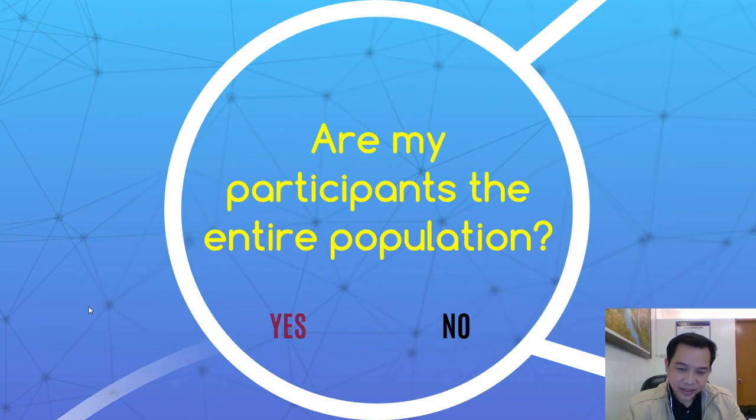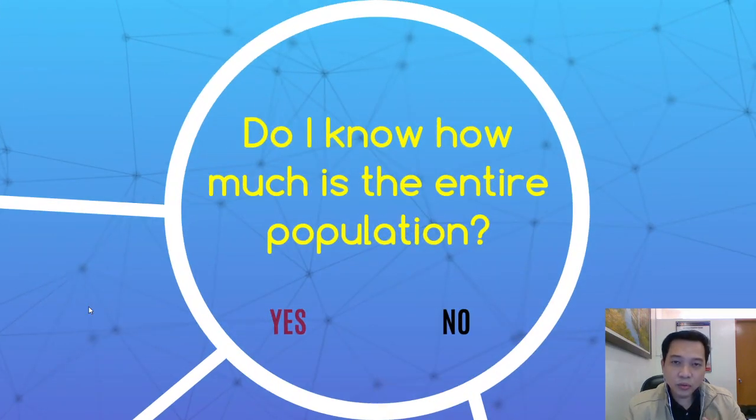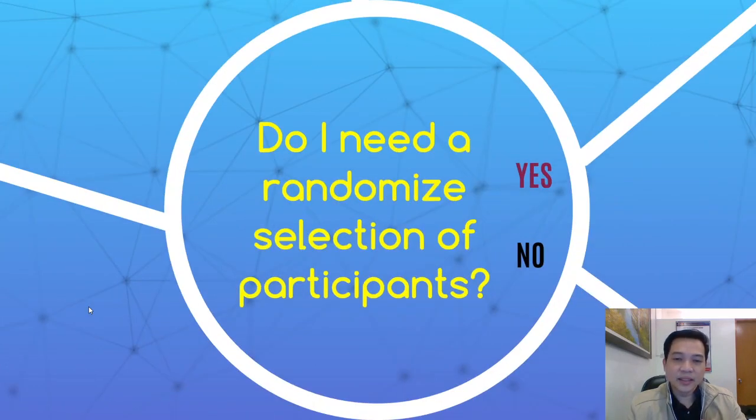Now, let's say you said no to the original question of being familiar with the entire population. Then the next question will be, do I need to randomize the selection of participants? Or do I have a specific purpose, criteria, or condition in the selection of participants or respondents? Or simply, everybody has the chance to be selected. That's why we call it randomization. Every participant has an equal opportunity to be selected as a participant of the study.